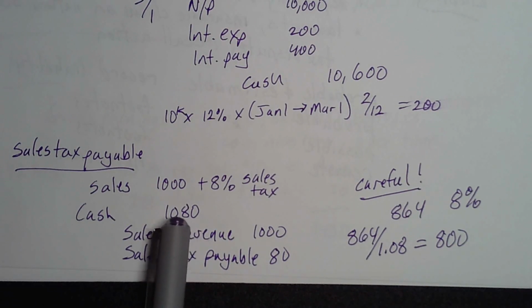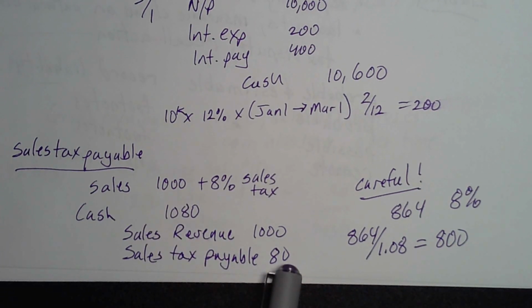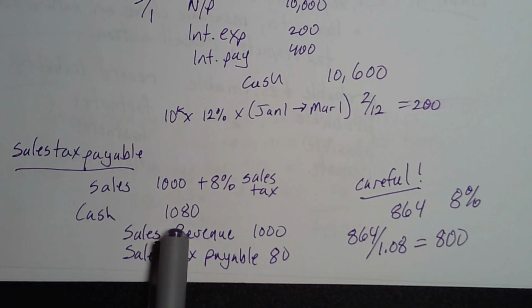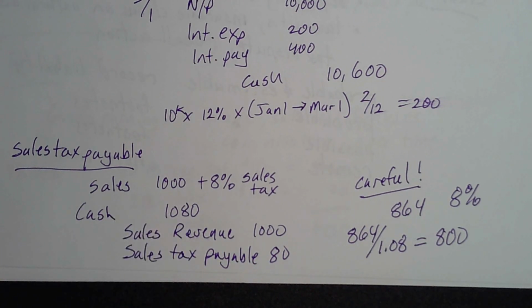Of that $1,000, we are going to add on another $80 for the sales tax. We're going to collect from the customer $1,080. And then, of course, this being the payable, that's the current liability. When we pay it off, it would be debit the sales tax payable, credit cash when we give that. So we would just end up with $1,000.